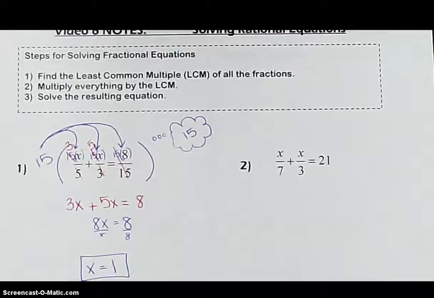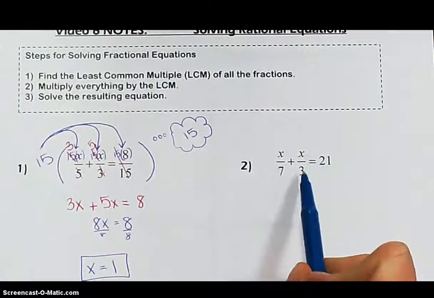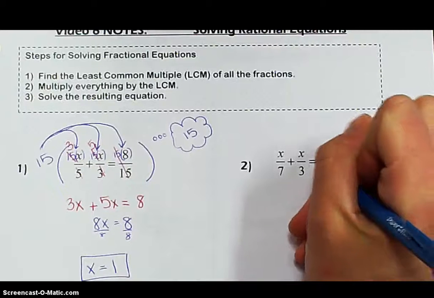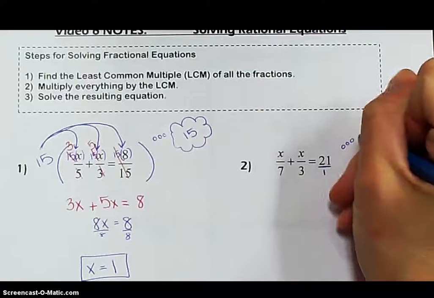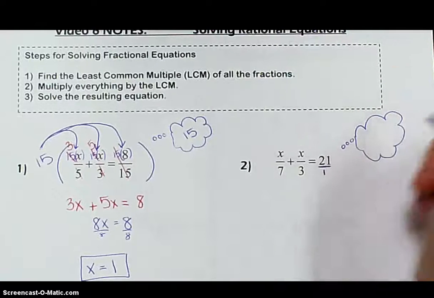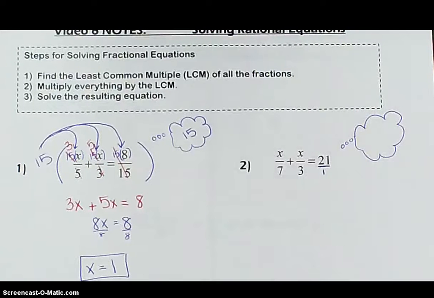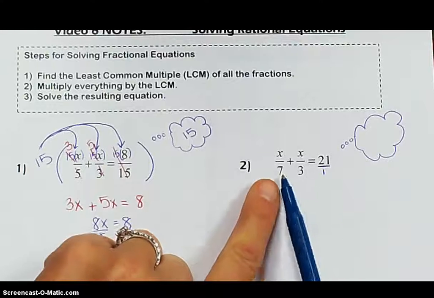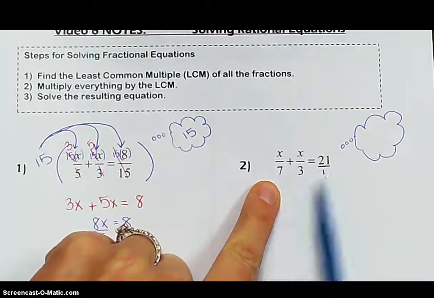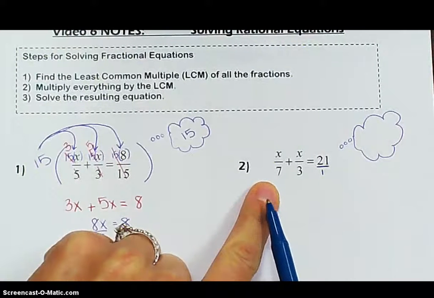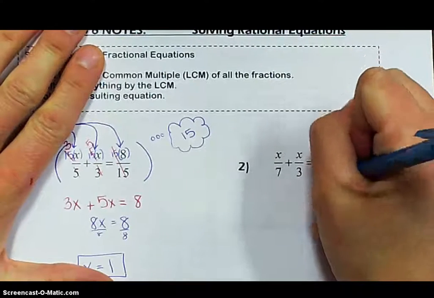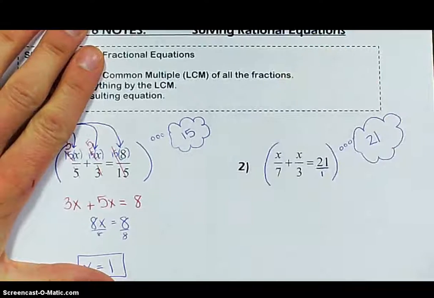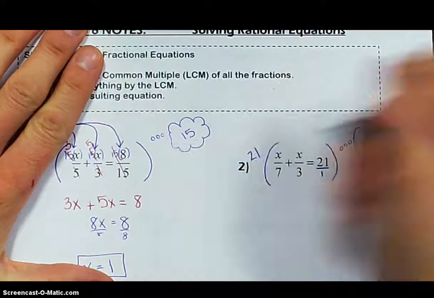Let's go over to number 2. Now we have a fraction plus a fraction equals a whole number, so I'm going to take that whole number and put it over 1. This would be much easier to solve if there were no fractions. If we want to get rid of these fractions, we need a number that 7, 3, and 1 will all go into. They will all go into 21. So we're going to take this entire equation and multiply it by 21.